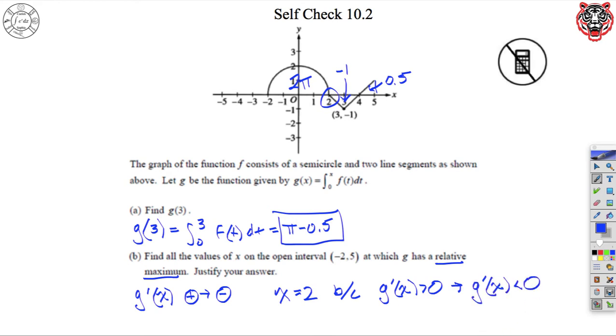Mr. Snow, what if I said x equals 2 because g prime goes from a positive to a negative? That's perfect, yep. You don't have to use the fancy mumbo jumbo if you don't like writing out the words. Is it okay if I put in 2 for the x's? Yeah, that's fine. Like g prime of 2 is greater.